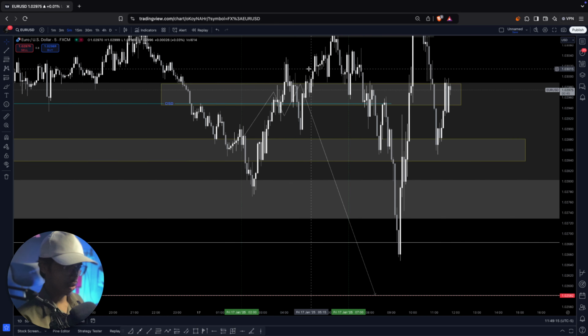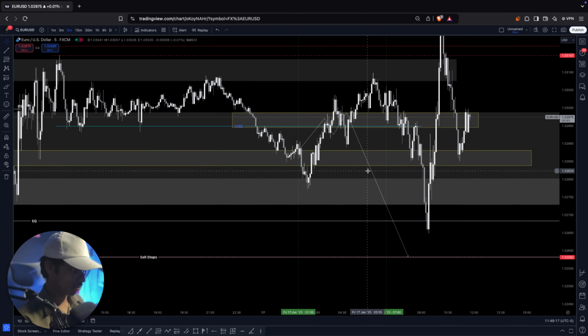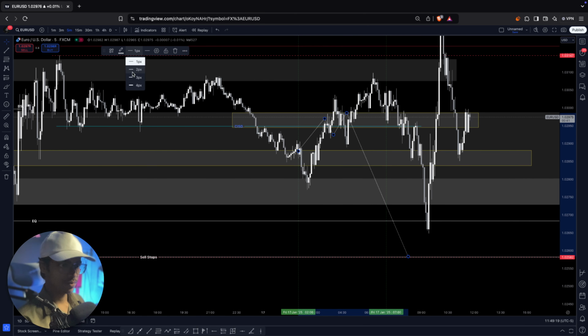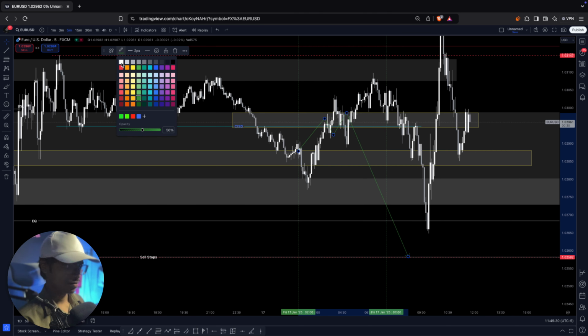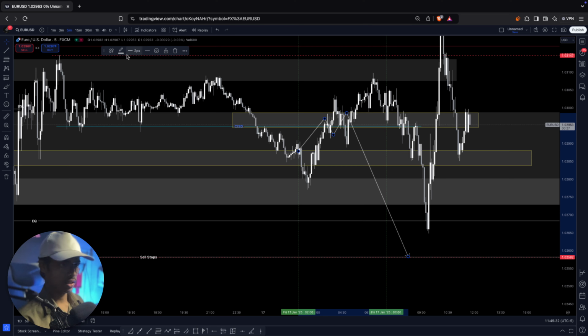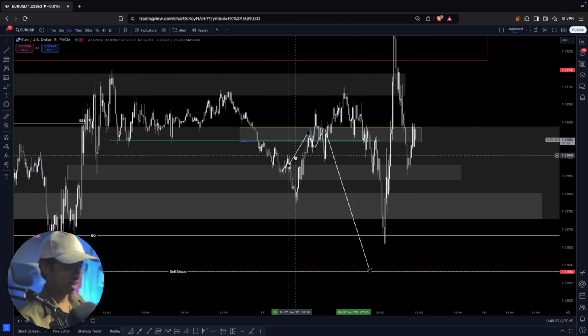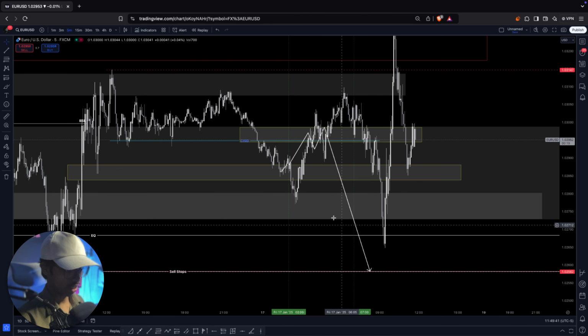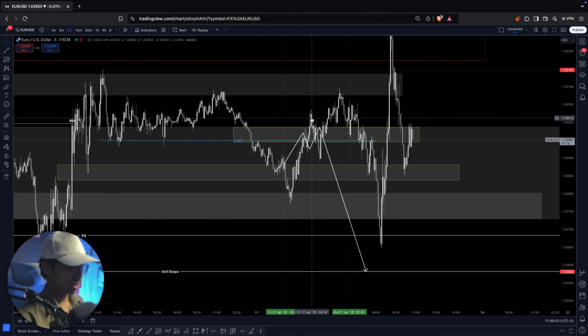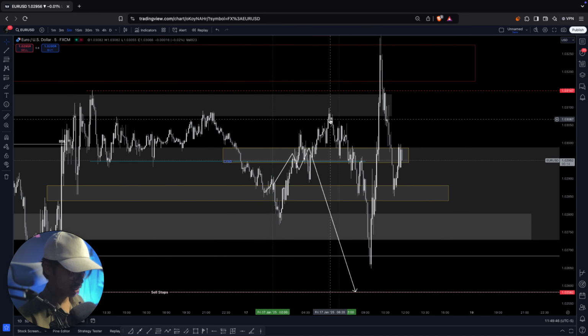Let me just delete this. This is what we anticipated. Can you see this arrow, this particular thing? Let me take the color white, white is fine. Now this is what I anticipated: it will come back to this point, respect this fair value gap, and then go down. That's what I anticipated, but actually it went up a little higher than what I expected.